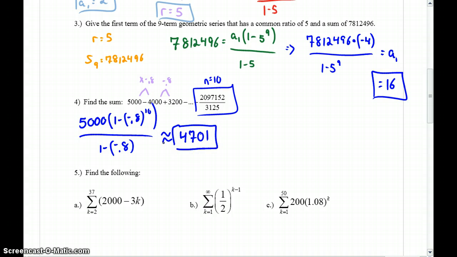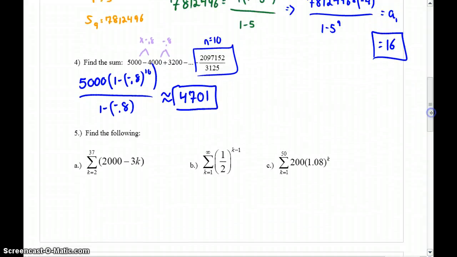All right, a couple more problems. Let's figure out the sum of these. Well, this looks like an arithmetic sequence. I'm adding or subtracting 3 each time. But one thing to notice is I'm starting at k equals 2. So the first term is when k equals 2, or 2,000 minus 3 times 2, which is 1,994. So that's the first term.